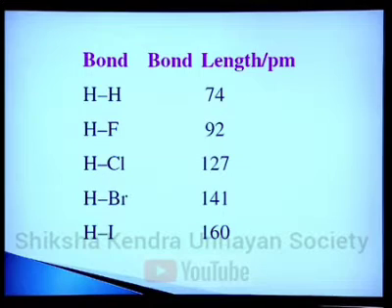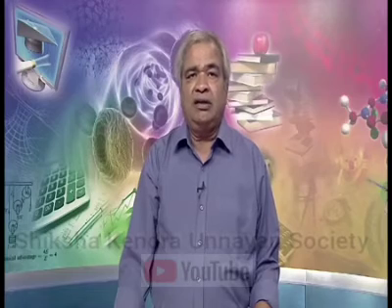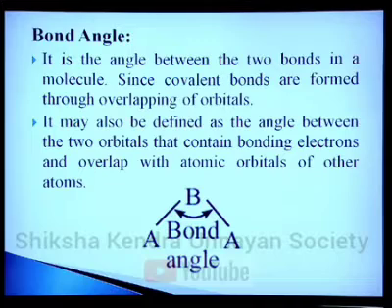The bond lengths of HH, HF, HCl, HBr, and HI are given over here: 74, 92, 127, 141 and 160. Now bond angle is the angle between the 2 bonds in a molecule. Since covalent bonds are formed through overlapping of orbitals, it may also be defined as the angle between the 2 orbitals that contain bonding electrons and overlap with other orbitals of other atoms. You can see the picture here.